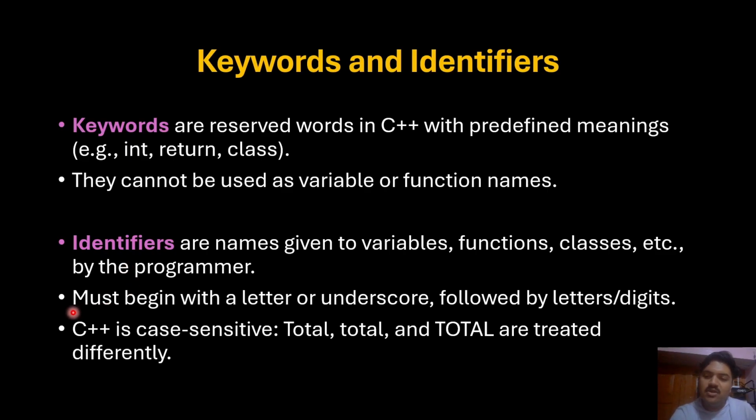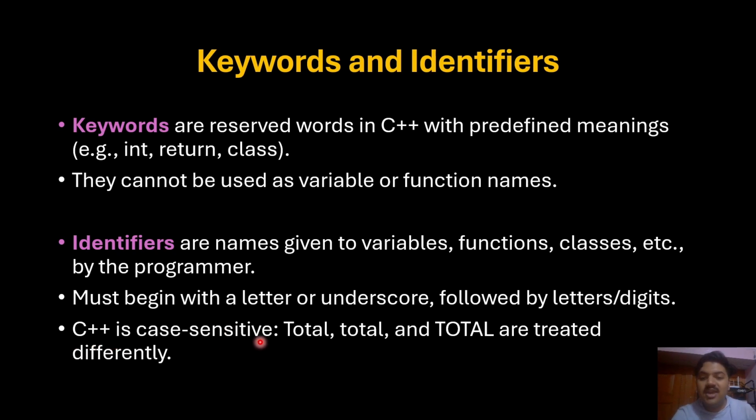It has some rules. We can see the rule: it must begin with a letter or underscore. So the name of a variable or function or class should always begin with a letter or an underscore, not with a digit or any special character other than underscore. These are allowed to start, followed by letters, digits, and other special characters, but not in the starting.